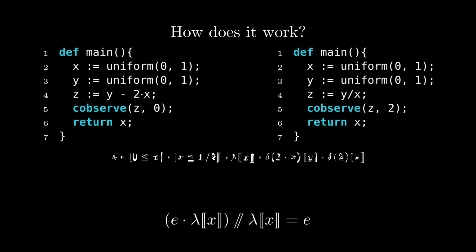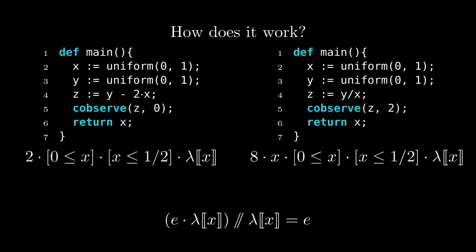After simplification, we get this result. The total weight of this distribution is 1/8. Therefore, we can normalize it by multiplying by 8. The resulting marginal distribution of x is triangular with density increasing from 0 to 4 between 0 and 1/2. Note that we get different results even though in both cases we observe that y is 2 times x. This is called the Borel paradox, and it is the reason why cObserve has 2 parameters in contrast to observe, which only takes one Boolean argument.